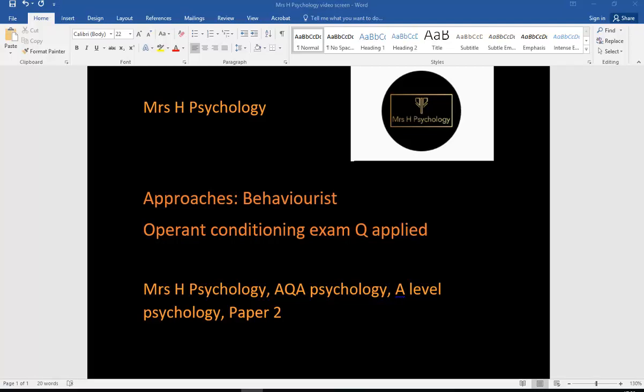Psychology. This time it is for paper 2, approaches section, and specifically with behaviorists. So I'm just going to talk through how to do the STEM type question with operant conditioning. So it's paper 2, A-level psychology, specifically if you've got questions like this in the approaches section, and we've got a different one on SLT and classical conditioning. So this is your little video clip on operant conditioning.